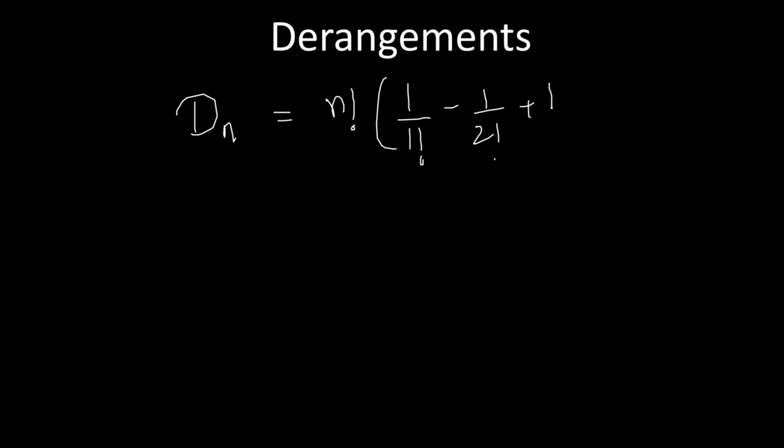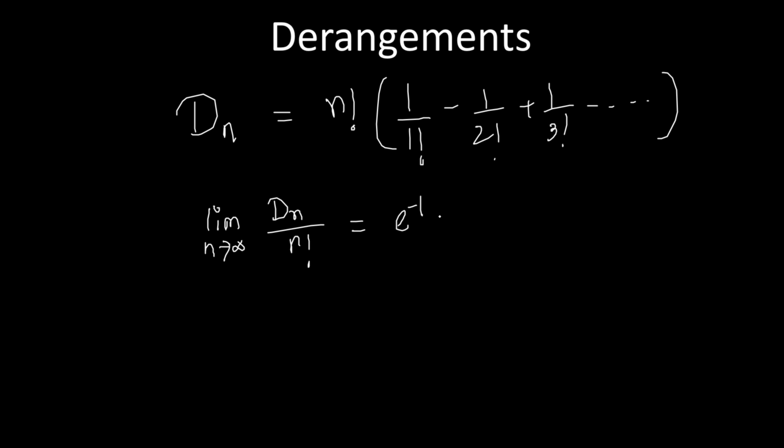So as you saw, derangements basically mean that you do not have the luxury of going back to the same place. And derangements, Dn, is usually given by Dn equals n factorial times (1 minus 1 by 1 factorial plus 1 by 2 factorial minus 1 by 3 factorial, and so on). Now, limit n tends to infinity, Dn by n factorial is equal to e inverse.